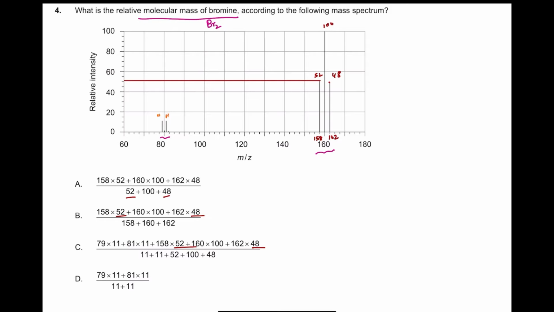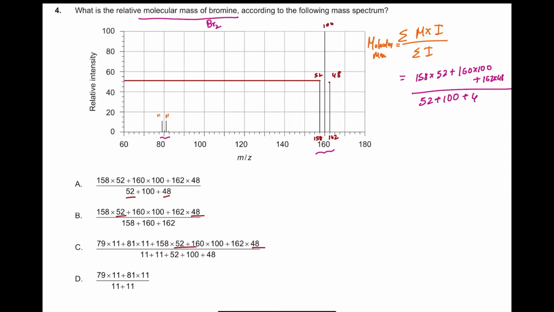To find this relative molar mass, we will use our general formula, that is molar mass times intensity divided by the total intensity. So summation of m times I divided by summation of I. This will give us the relative molecular mass. So what happens here is 158 times 52 plus 160 times 100 plus we have 162 times 48. We can divide entirely by the total sum of I. Sum would be 52 plus 100 plus 48. If we check the options, option A comes out as the correct answer.